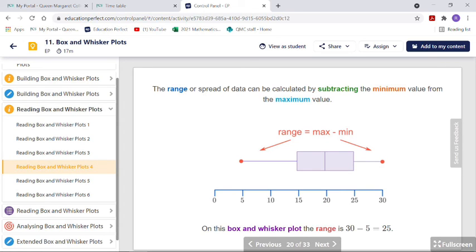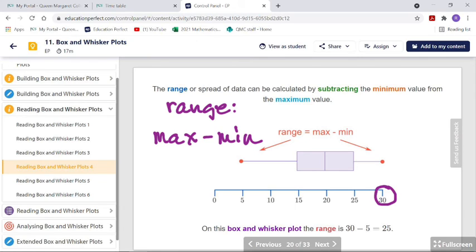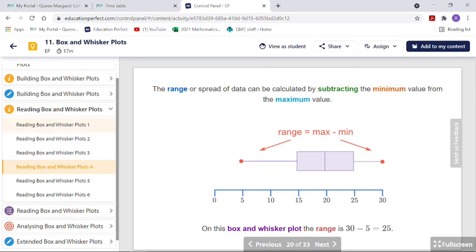Okay? The range. Now, have we talked about range in this class? Yes. Range means to do what? Maximum minus minimum. Okay? So what is the maximum of this data set? 30. What is the minimum? No, that's the number line. Here's the minimum. 5. So which gives us a range of what? 25. Good. So pay attention.